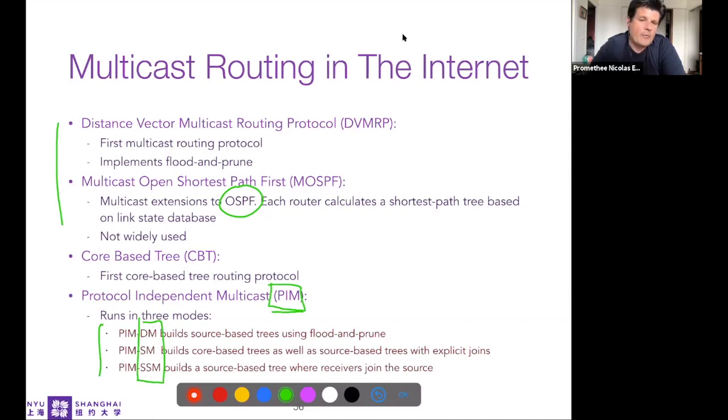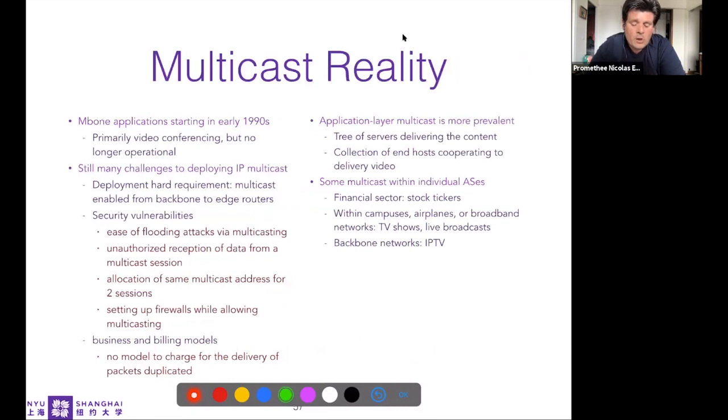But even though we have those protocols, you need to know that nowadays multicast is not really used for real. And the reason for this is that we have multiple issues. Let's see what those issues are.